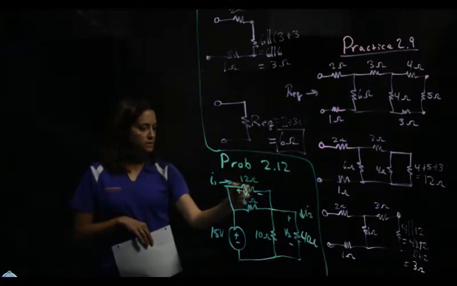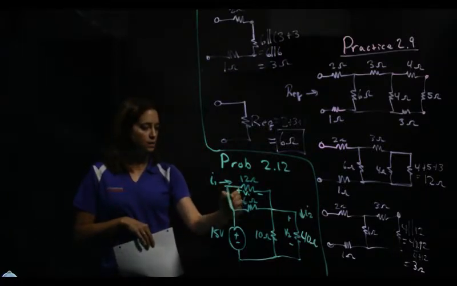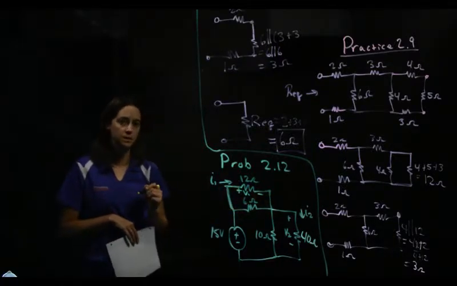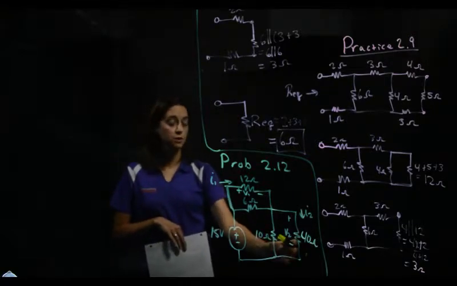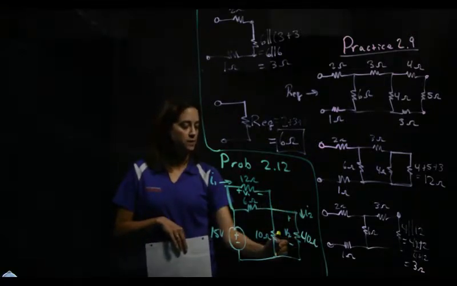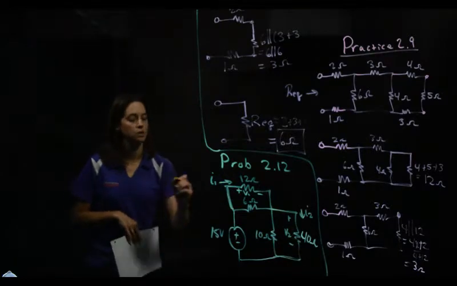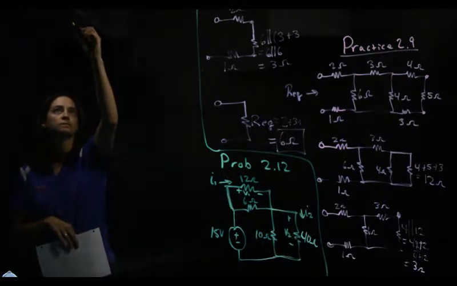So if I look, these two resistors are in parallel. They share the same two nodes. And these two resistors are in parallel. They share the same two nodes. So I can redraw this circuit.